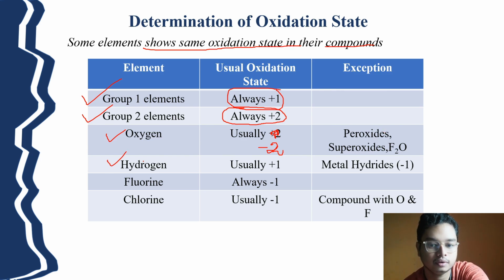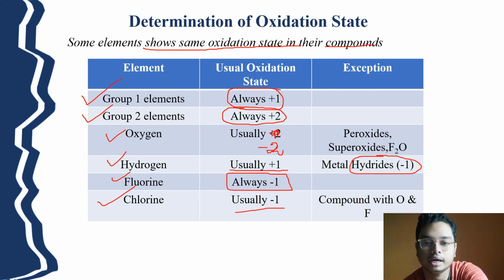If your compound has hydrogen, it will usually show +1, but in metal hydrides, it will show -1 oxidation state. Fluorine is the most electronegative atom, so it will always show -1 oxidation state. Chlorine usually shows -1, but when combined with oxygen and fluorine, which are more electronegative than chlorine, it will show variable oxidation states. Now we will take a practical approach to determine the oxidation state of certain compounds.